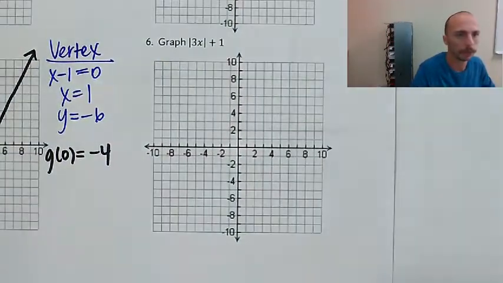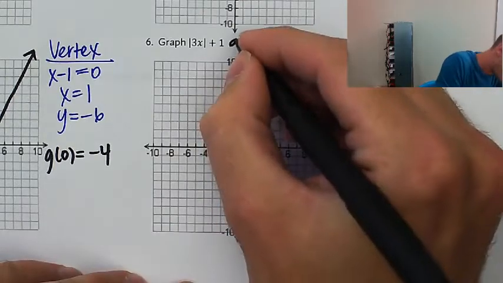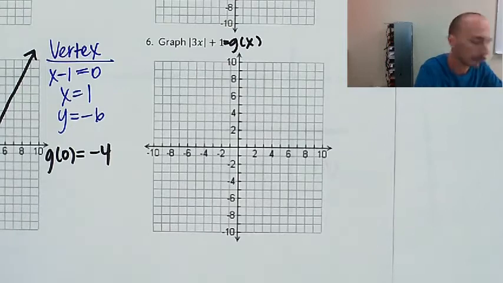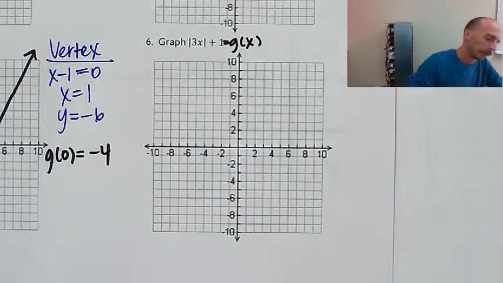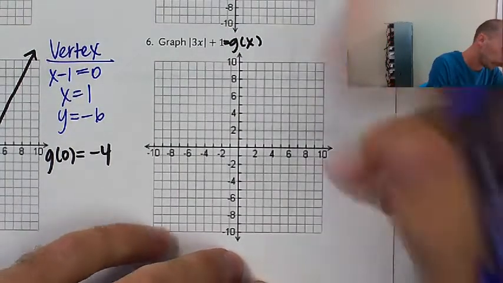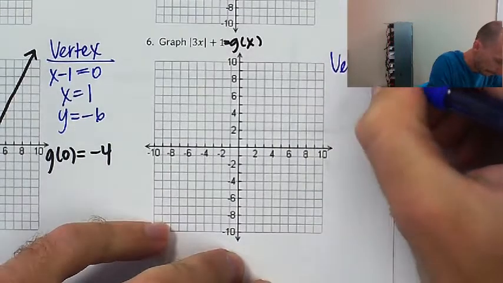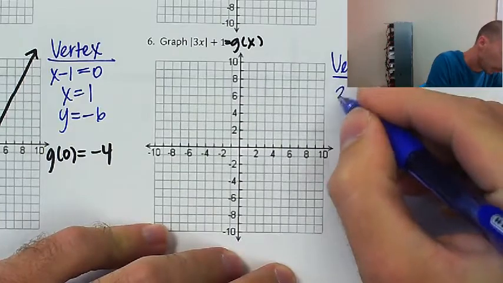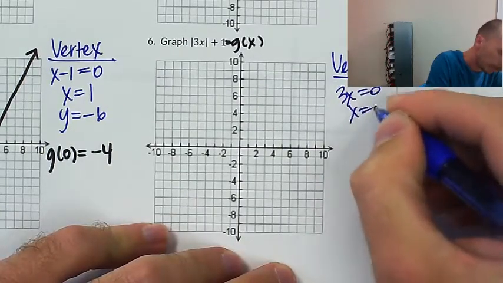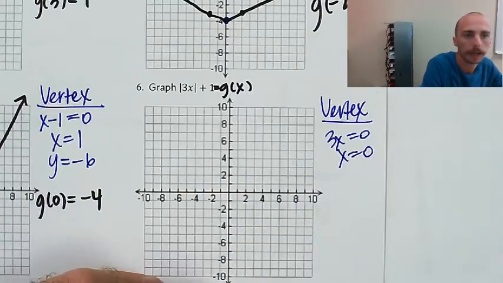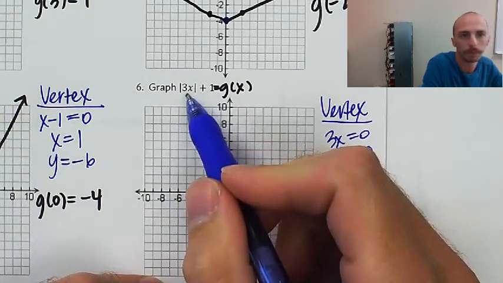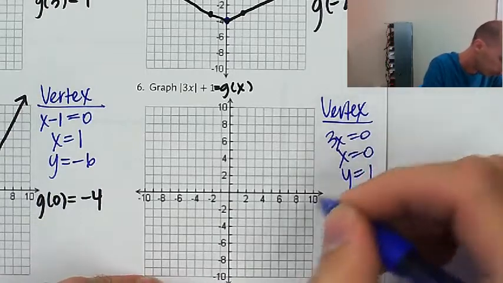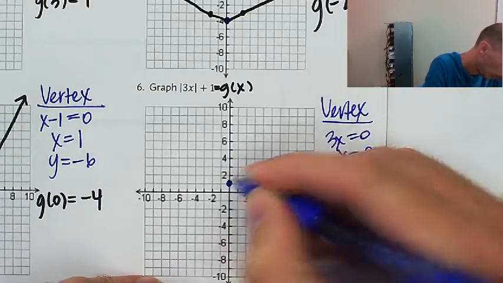All right, 3 absolute value of x plus 1. Whoops, I forgot the g of x. Oh, well. It's all right. I think you'll still know how to graph that. So, let's see, the vertex is where the inside is 0. That happens to be when x is 0. And then the y coordinate is going to be 0 plus 1. Okay, x equals 0, y equals 1.